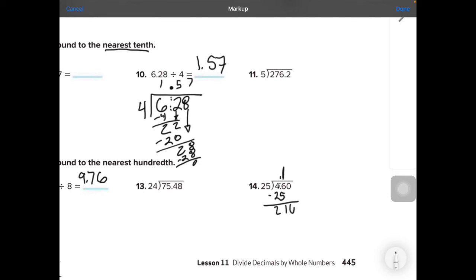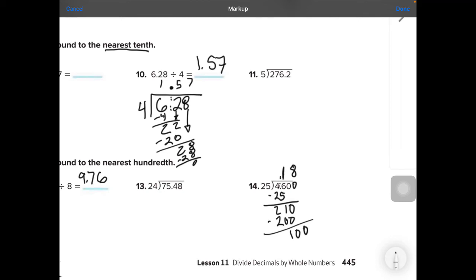So 5 from 6 is 1, 2 from 4 is 2. We have 21. Bring down the 0. So now you've got to think about how many quarters are in about $2.10. I know every 100 has 4. So there's at least 100, 200. So there's at least 8 25s. 8 times 25 is 200.